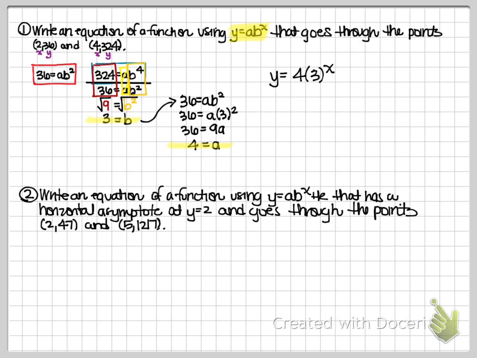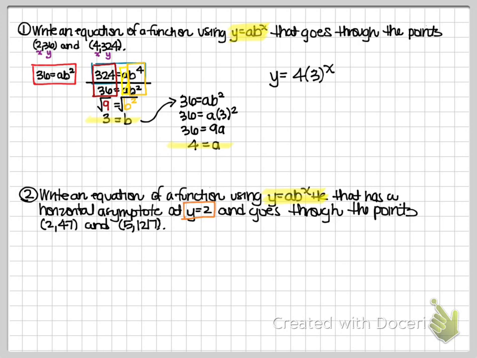That's it. Problem 2 is just like that one, except now I have this plus k business happening, which means I have a horizontal asymptote, and I have to be told where that is, which I am told. I was told that my horizontal asymptote here is going to be at y equals 2. So that means k is 2 when you plug it into the equation. So I'm going to go ahead and just do what I did last time. I'm going to plug these in as x and y.